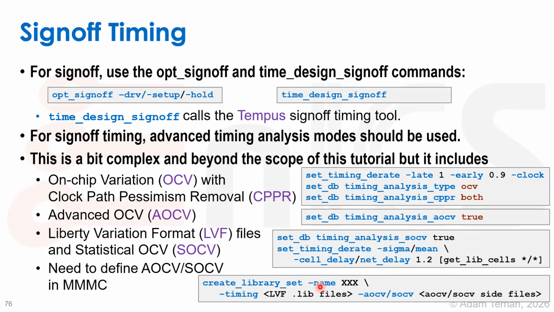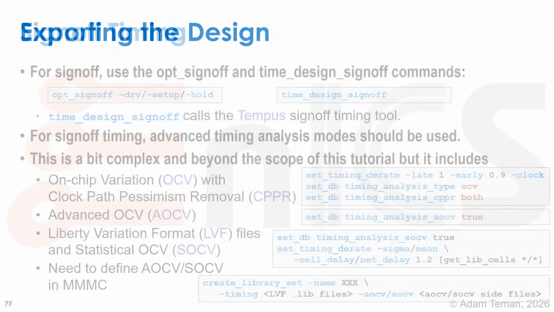So in our create library set inside our MMMC file, we're going to give LVF lib files. These are files that are provided by our foundry or that we characterize ourselves that are going to have this LVF information, and these side files for AOCV or SOCV, depending on which one we want to use. You can also take an AOCV file and have the tool automatically create the SOCV information, but it's better to have an actual SOCV file that is used. Anyway, this is quite complex, and it's in the setup of Tempus usually when we do our sign-off timing.